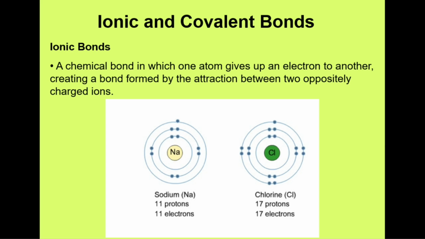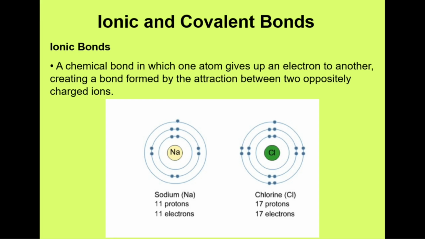And if you also remember that protons are positively charged and electrons are negatively charged, we can see that they balance each other out. There's 11 positives and 11 negatives. So overall, that atom is neutral. The positives and the negatives balance each other out.